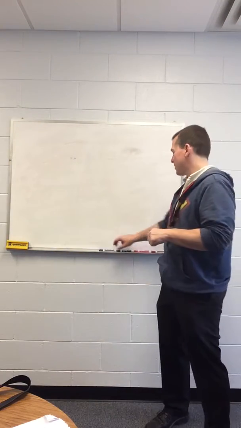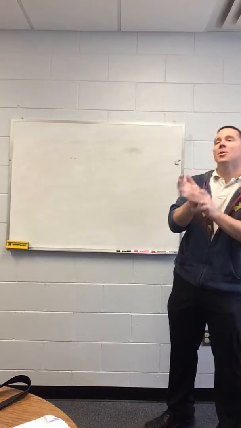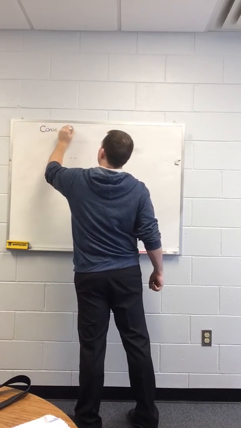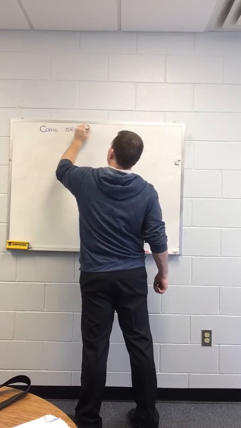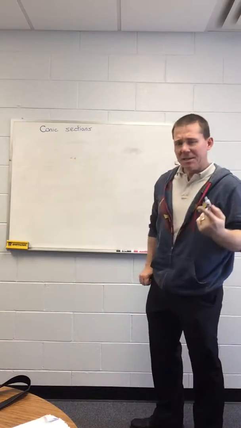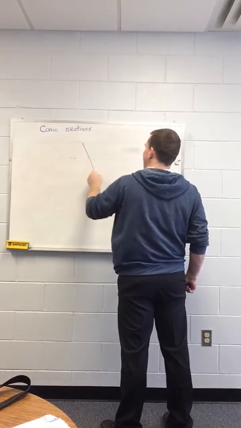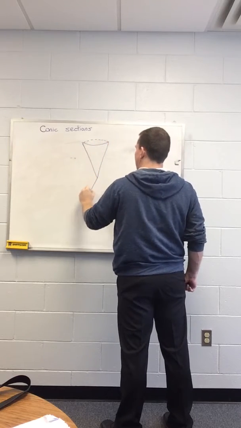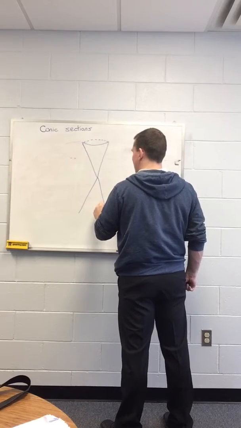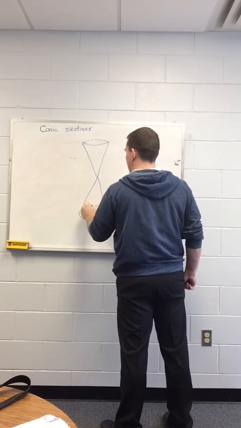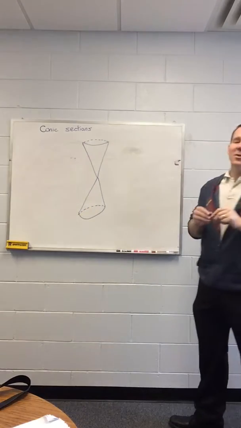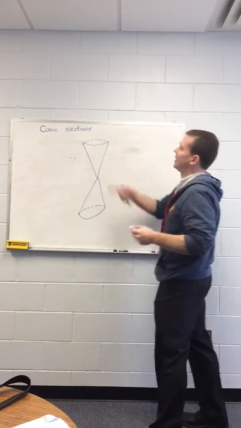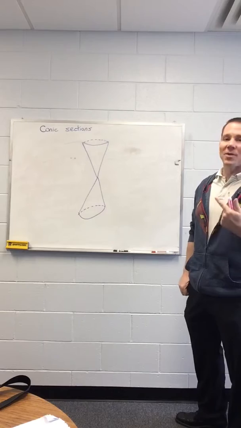Okay, so we're in chapter 10 now, and we're going to work on what's called conic sections. Essentially the idea is, if you have two cones, you all know what they look like. Say like this and like this. We want to look at the things you get when you intersect a flat plane with those cones right there.